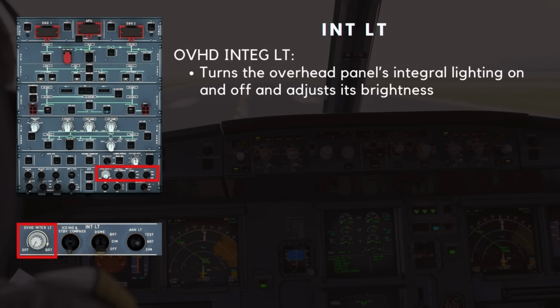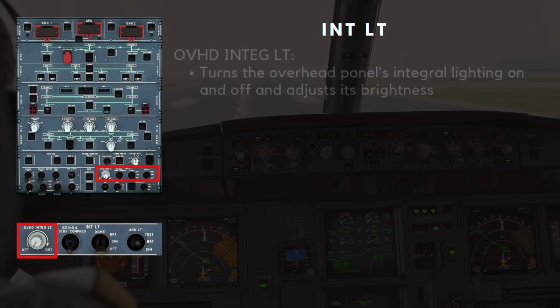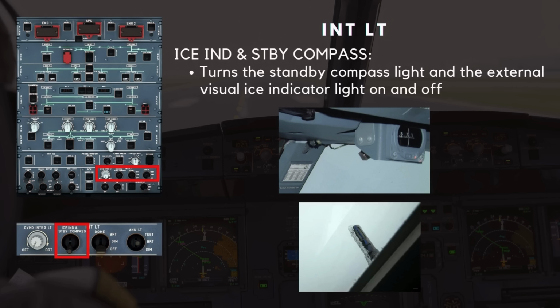Finally, we move on to the internal lighting panel. The overhead integral lighting knob turns the overhead panel's integral lighting on and off and adjusts its brightness. The ice indicator and standby compass switch turns the standby compass light and the external visual ice indicator light on and off.